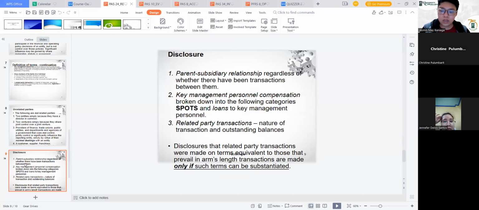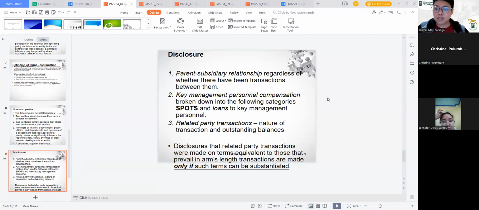Disclosures. If the question is about notes disclosure, or what disclosure is needed under PAS 24, number one, as you can see, the parent-subsidiary relationship, regardless of whether there have been transactions between them. You're going to disclose how much control or controlling interest the parent has over our subsidiary, or vice versa. So, notes disclosure.